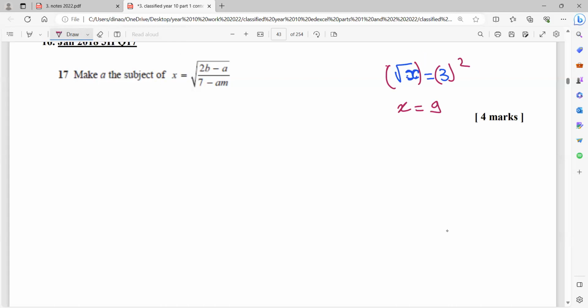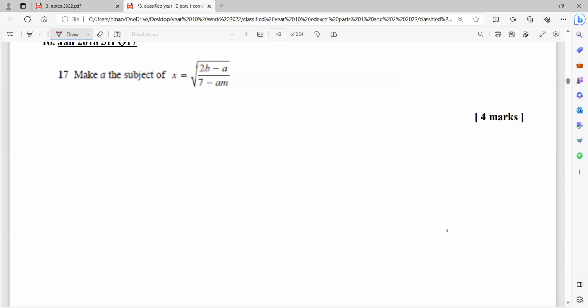Sometimes we do it a bit faster, just to make the solution easier. If I said square root x is equal to 3, what I do is move the square root to the other side by squaring. Basically, the inverse operation of square root is power 2, and the inverse operation of power 2 is square root.